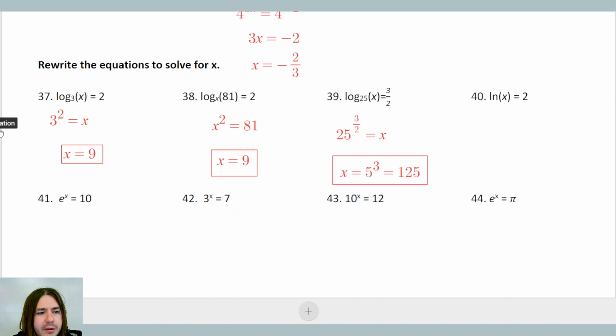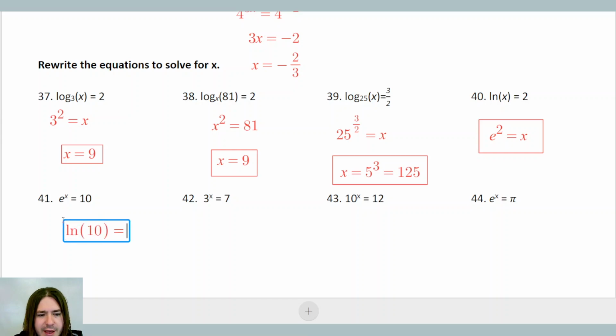For 40, notice that we have a natural log, so our implied base is Euler's number. e squared is x, and that's all we can do there. We can't simplify this any further because e is an irrational number. For 41, we've got e to the x equals 10, and so when I rewrite this, I get the natural log of 10 is x. And similar to number 40, that's as far as we can go with this. This is an irrational number. You can type it into the calculator if you want to get a rounded answer, but the exact answer is probably better.